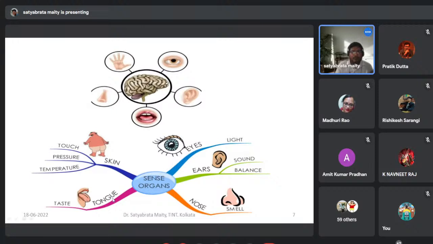There are mainly five: skin, eyes, ears, nose, and tongue. Skin helps us take input like touch, pressure, temperature. Eyes help us take light and different visual inputs. Ears help us take sounds and balance. Nose can sense smell, and tongue helps us take tastes. All these organs help us handle situations. But most of the inputs we take through the eyes. That's why eyes and visual inputs are important.